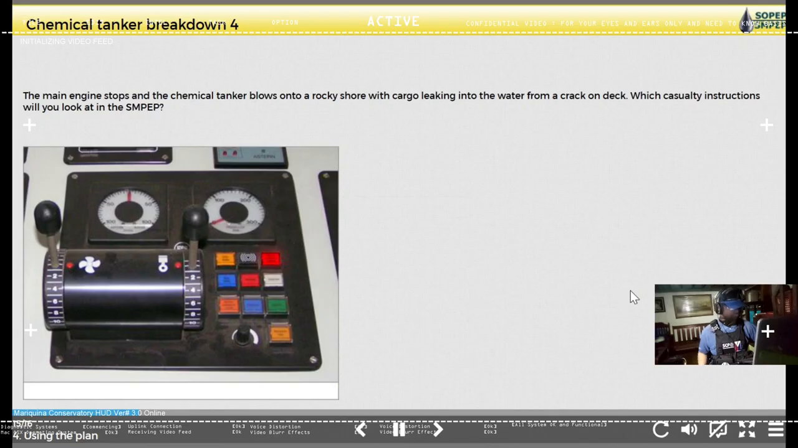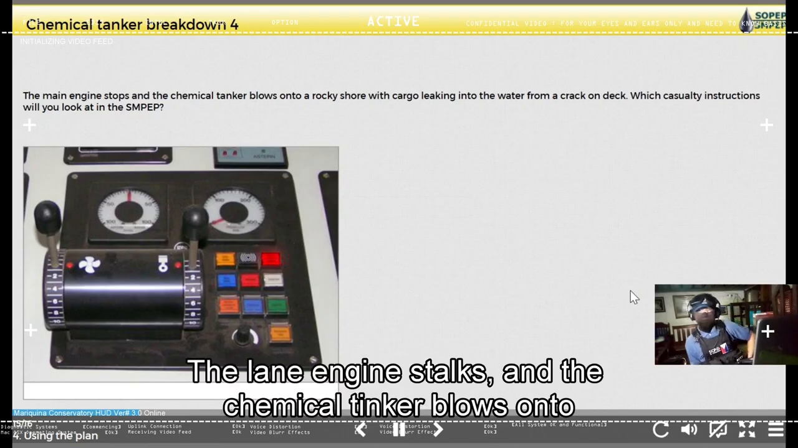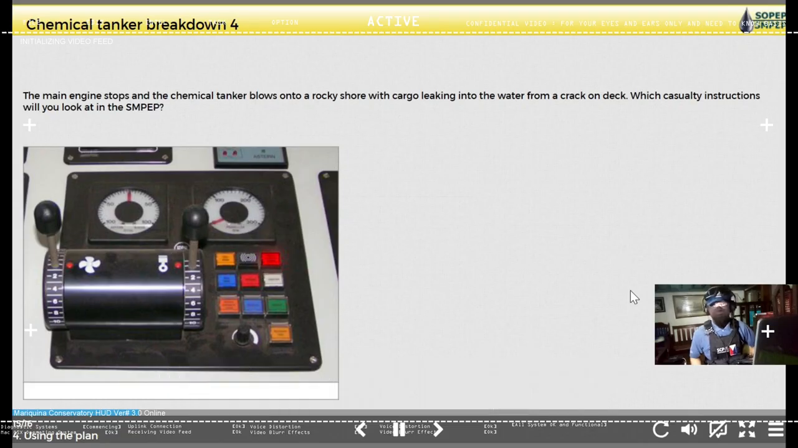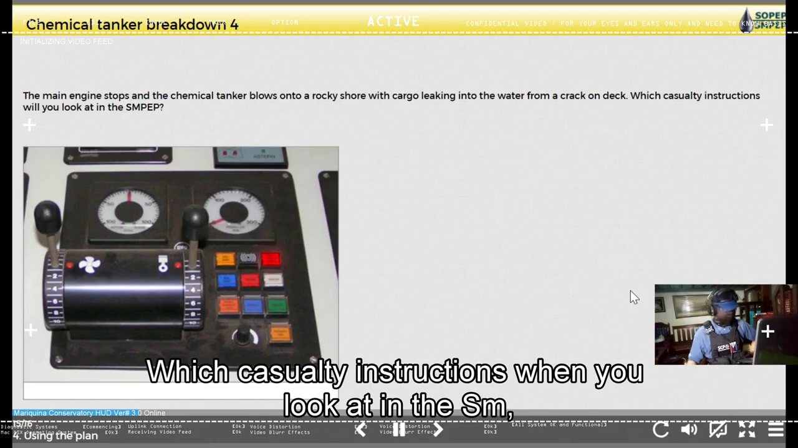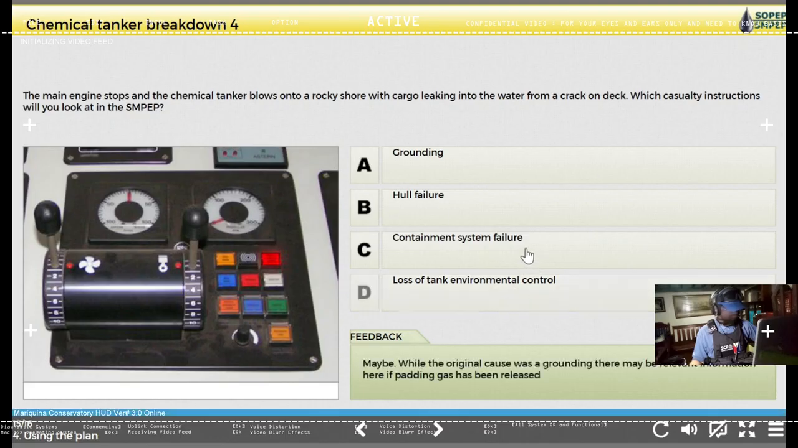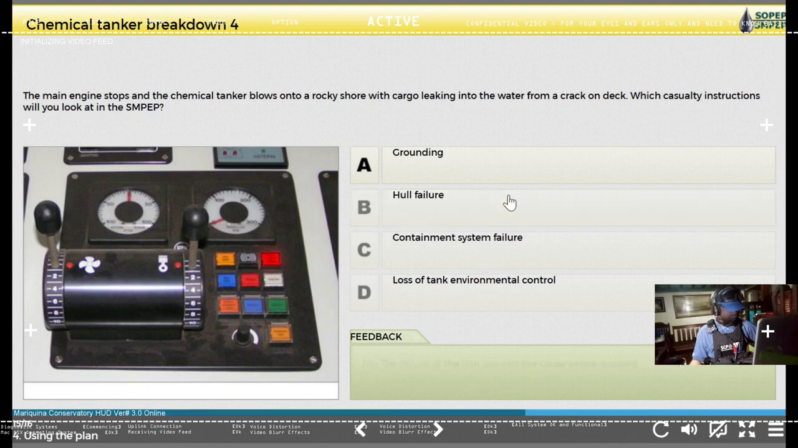The main engine stops and the chemical tanker blows onto a rocky shore with cargo leaking into the water from a crack on deck. Which casualty instructions will you look at in the SOPEP? Maybe letter C, no? Oh, so it's grounding. Which casualty instructions will you look at? So it's grounding, okay.